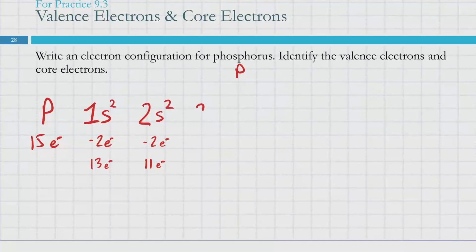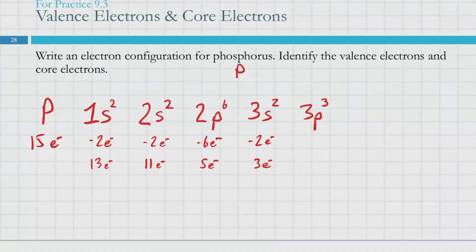N equals 2 also has a P subshell. P has 3 shapes. Each of those shapes can hold 2 electrons, so we can fit 6 electrons. So minus another 6 electrons, we're down to 5 electrons. P is the highest letter in N equals 2. After 2p, we have to move up to 3s. You can put 2 electrons in there as well. Now we've got 3 electrons left. After S comes P. We only have 3 electrons, and so we have to put those into there. So 3p3 is our last set.